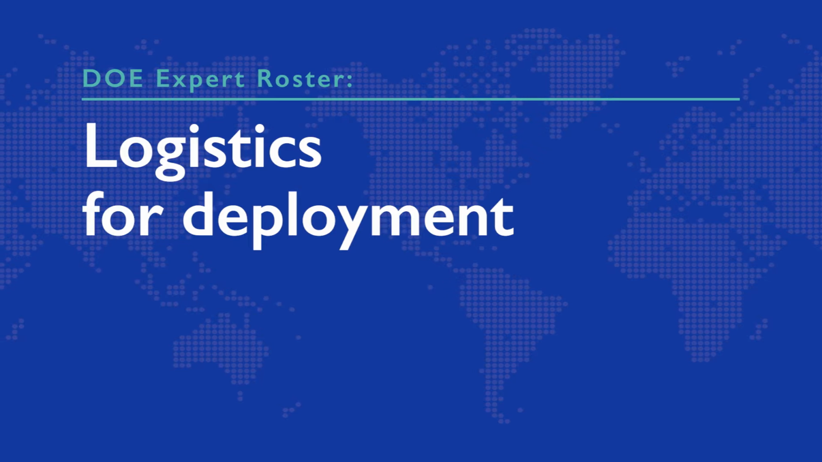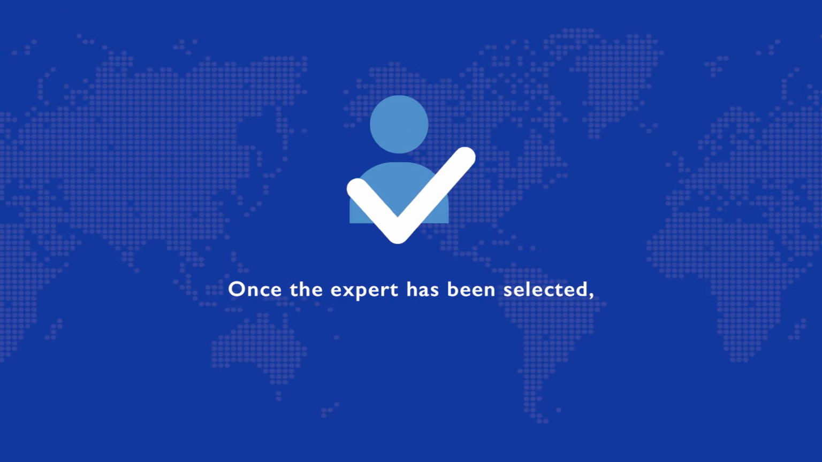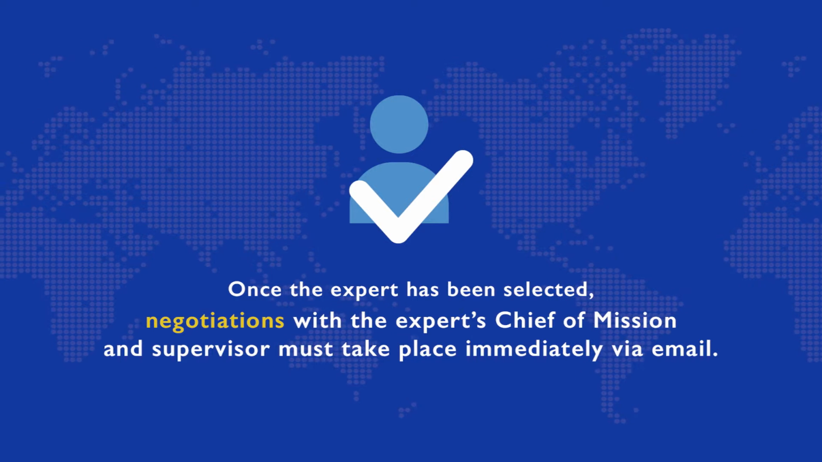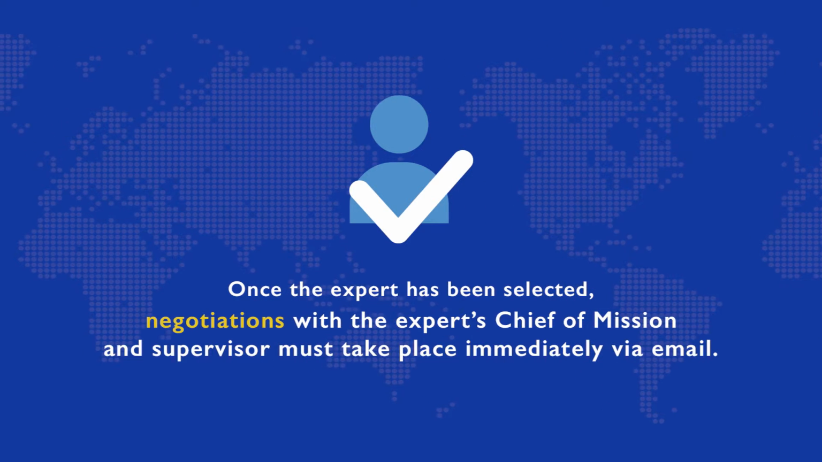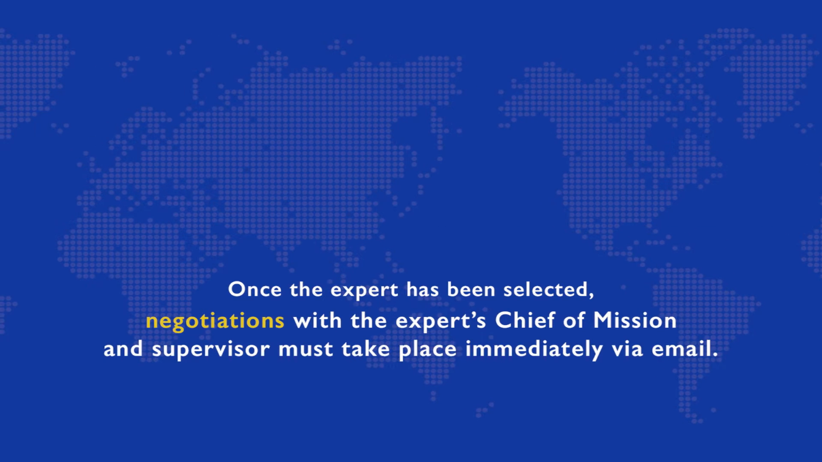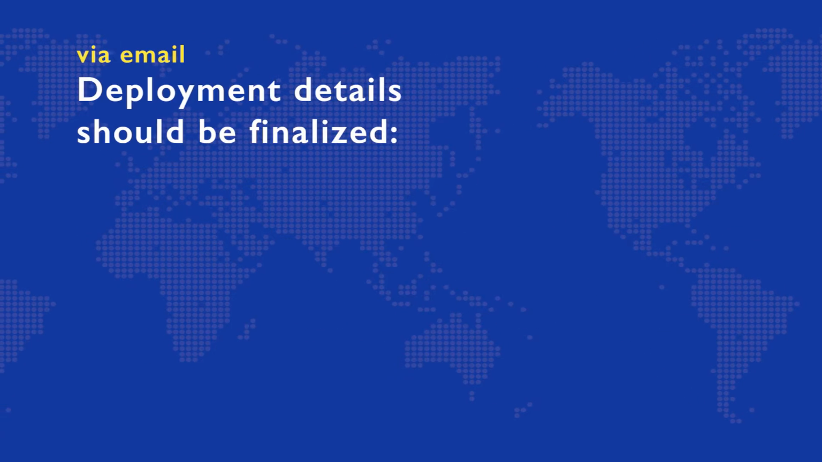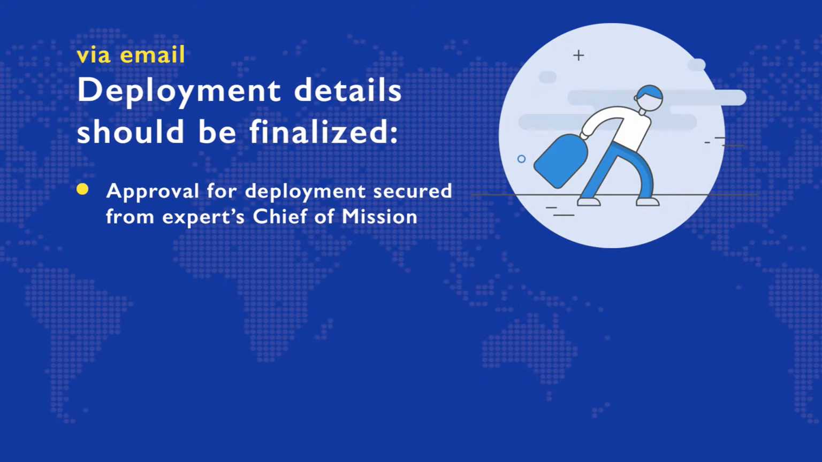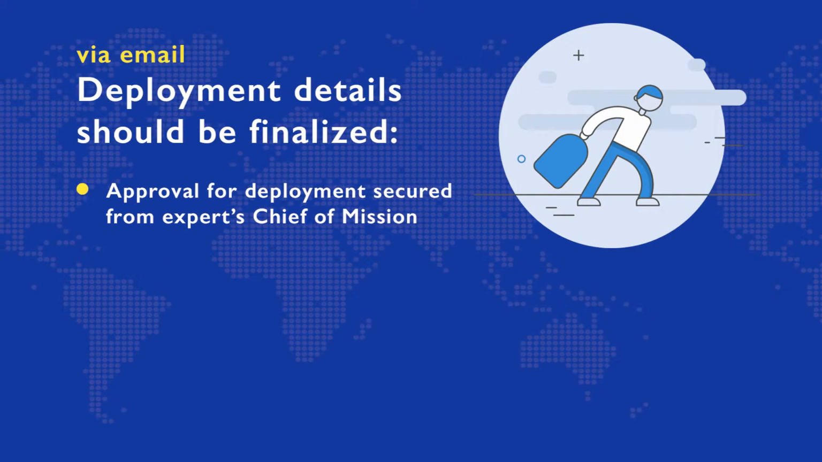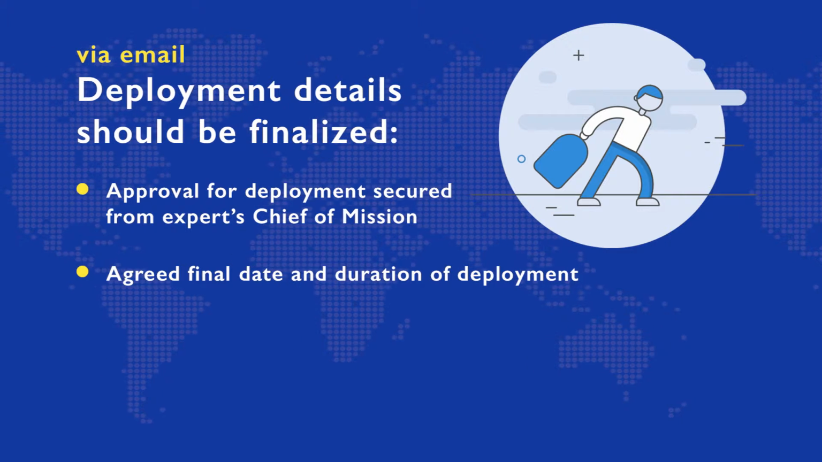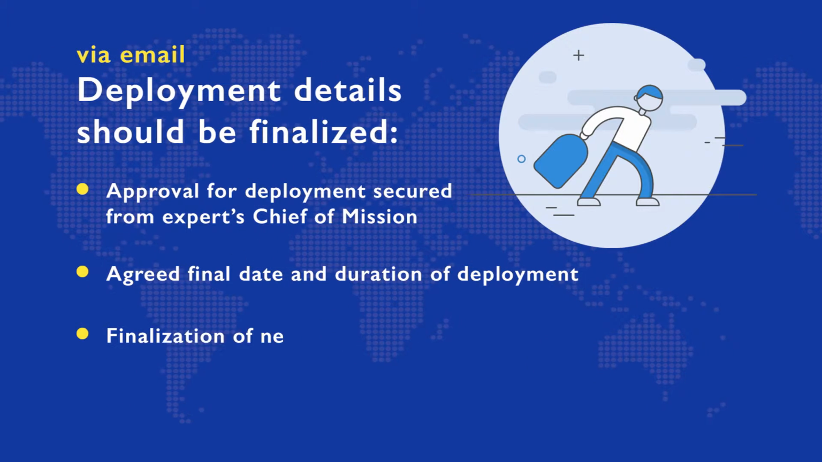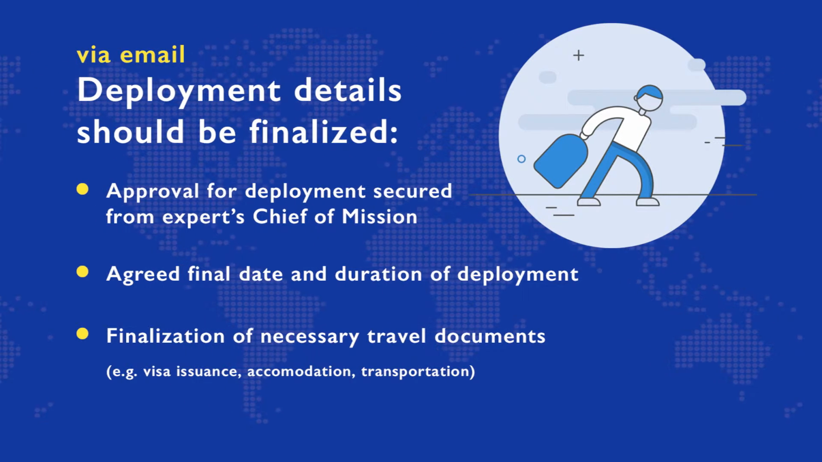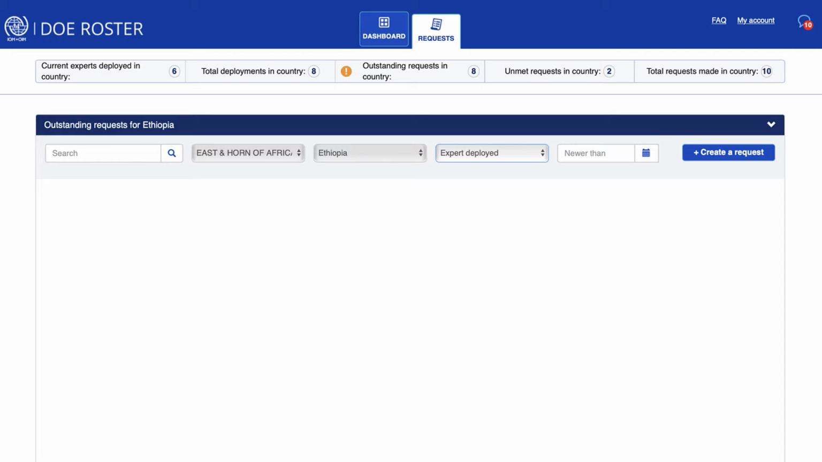Logistics for deployment. Once the expert has been selected, negotiations with the expert's chief of mission and supervisor must take place immediately. This part of the deployment process happens outside of the roster system via email. The following deployment details should be finalized. Approval for deployment should be obtained from the expert's chief of mission. Final date and duration of the deployment agreed. Finalization of necessary travel documents, including visa issuance, accommodation, pickup from airport.